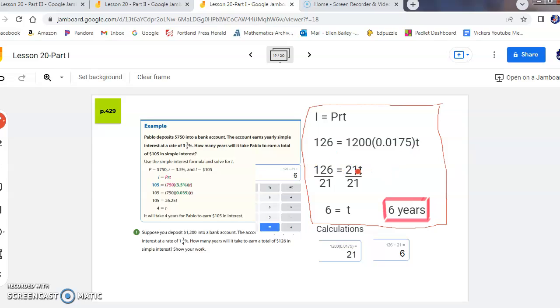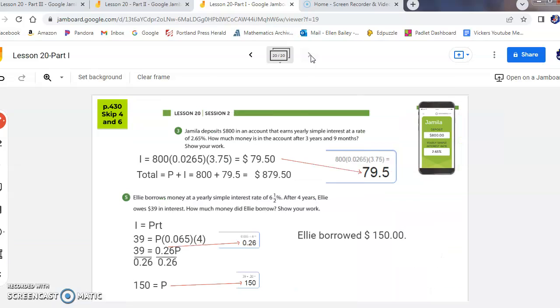In this case, when you multiply this out, this becomes 21. So 126 equals 21T. We want to solve for T, so we'll divide both sides by 21. You can see I did the work over here in the calculator. So T is equal to 6. So it's 6 years. All right, excellent work.